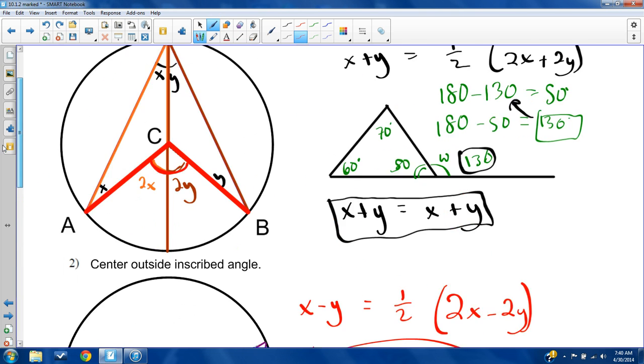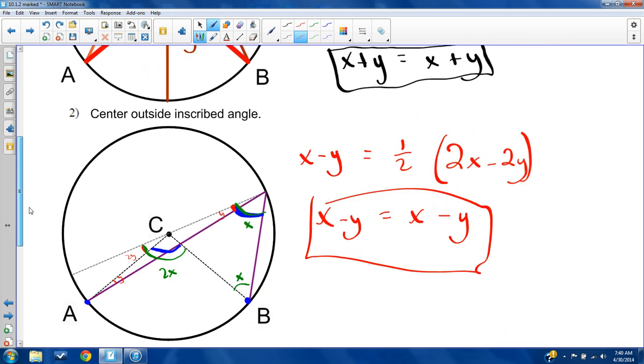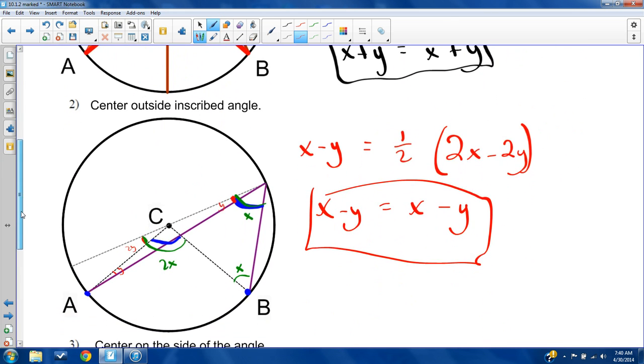Although these are different things, x plus y and x minus y, that's no matter. The point is, you get exactly half the measure when you work on it this way.